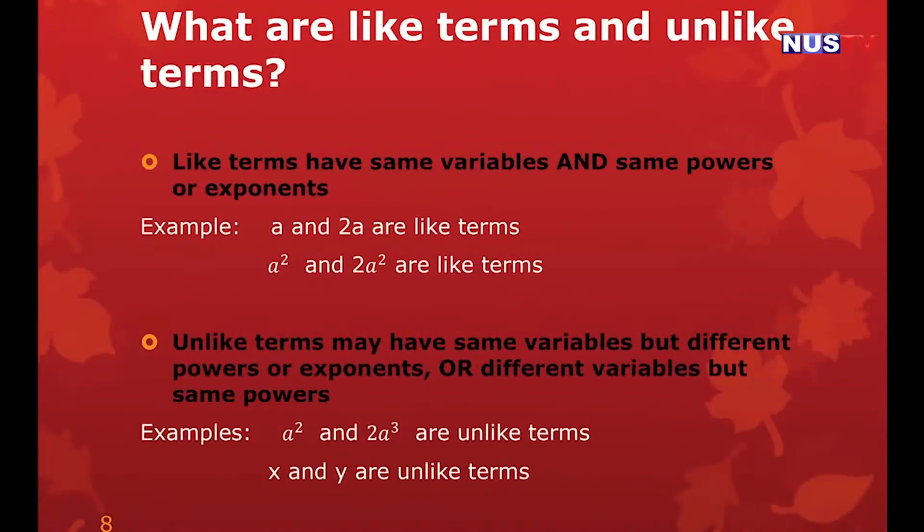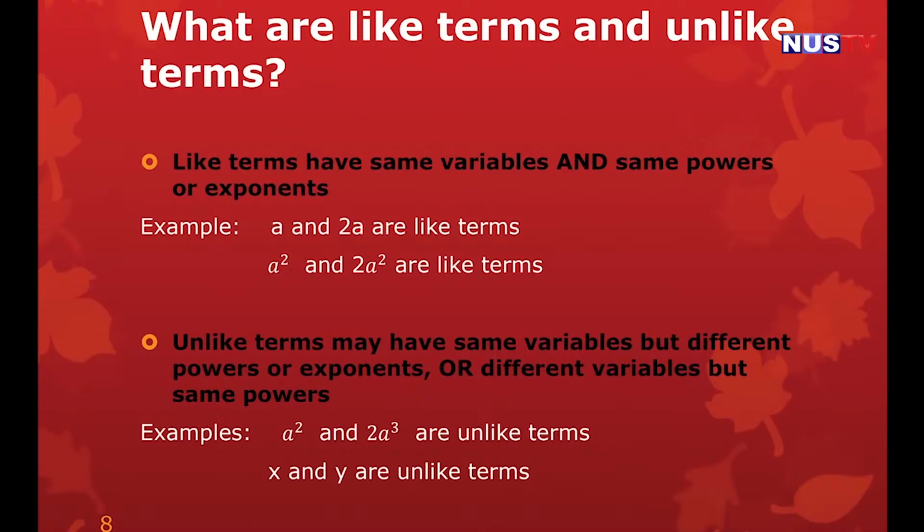Now, let's go back to our memory lane and find out again what are like terms and unlike terms. Like terms have the same variables and the same powers or the same exponent. Remember, a variable can be a letter, it can simply be a symbol replacing the number. An example: a and 2a are like terms. Why? Because a and a are the same variable and both of them have the same power of 1.